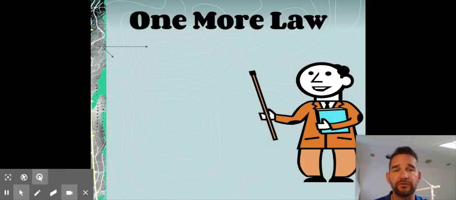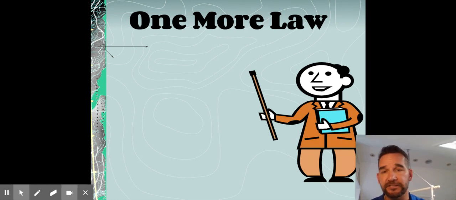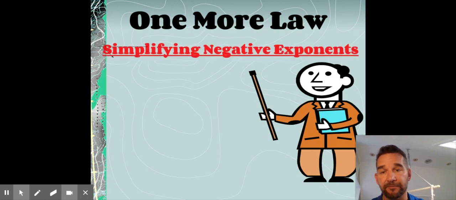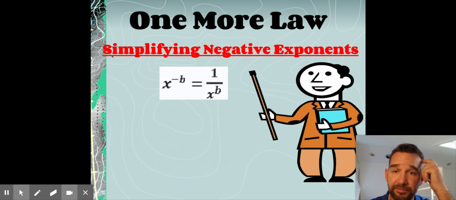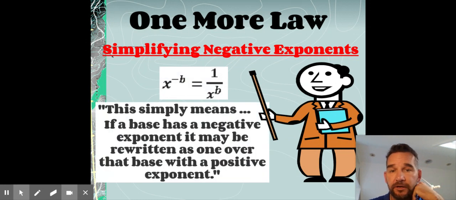Okay, our final law of the exponent laws is that one about how do you simplify a negative exponent. And it is simple as what we just saw there. If you have an exponent that is negative, you can simply write it as 1 over that exponent as a positive exponent. So x to the negative b can be rewritten as 1 over x to the positive b.